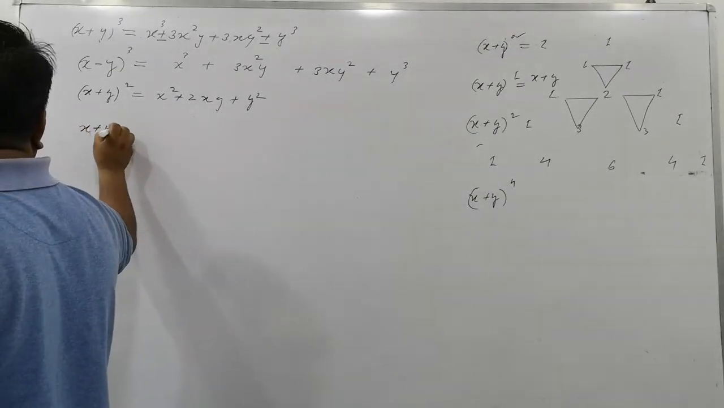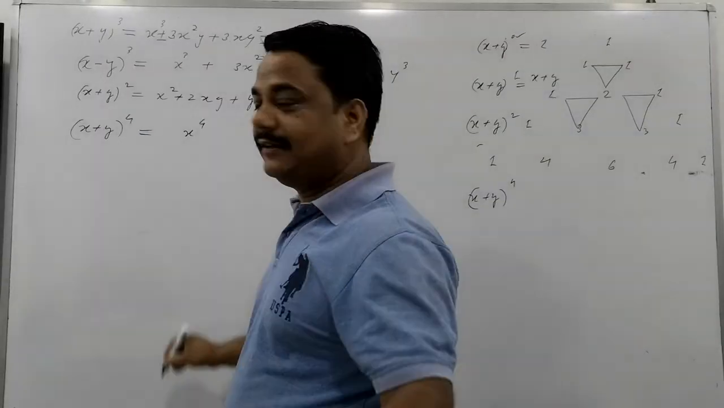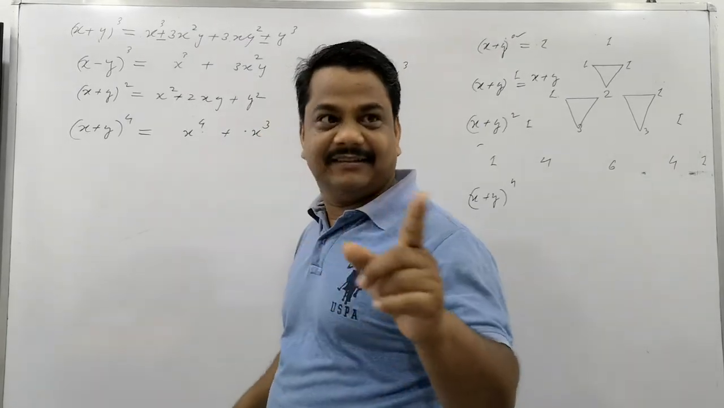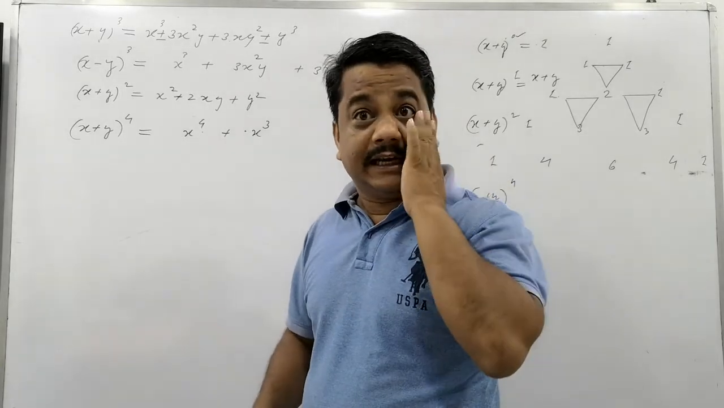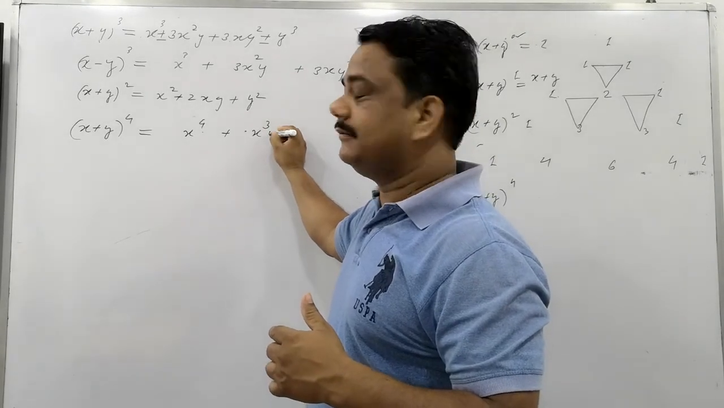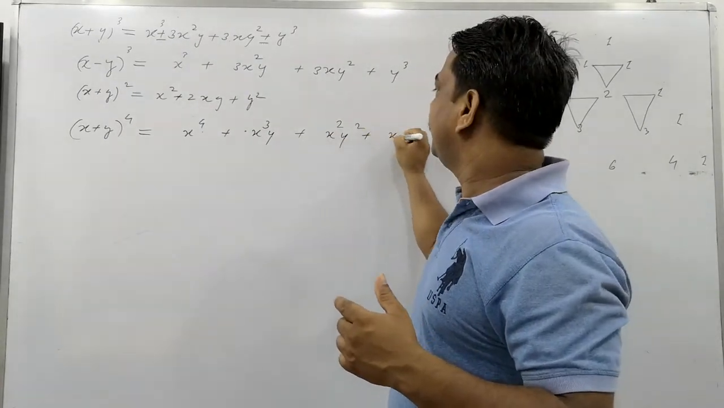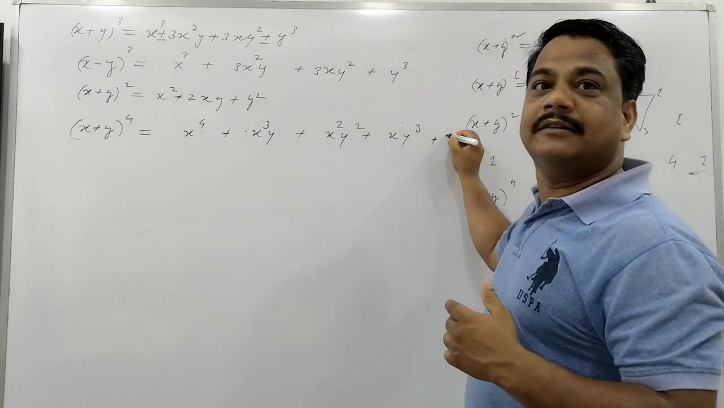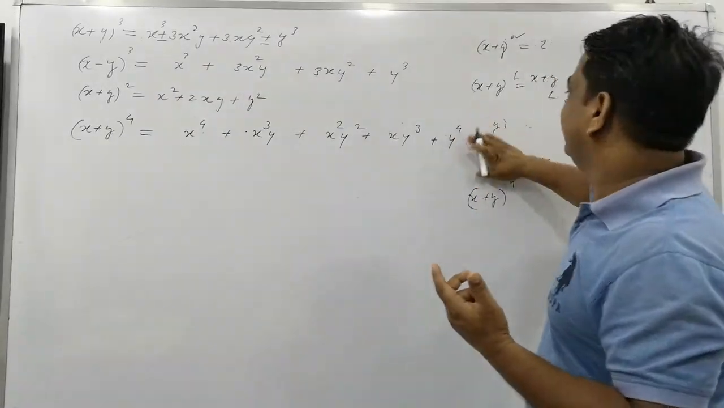However, this is not in your course, but I am telling this because it is very interesting. What is the first term that will come here? x to the power 4, and y to the power 0. The expansion goes with decreasing power of the first term and increasing power of the second term. So x to the power 4, then x cubed y, x squared y squared, x y cubed, and y to the power 4.